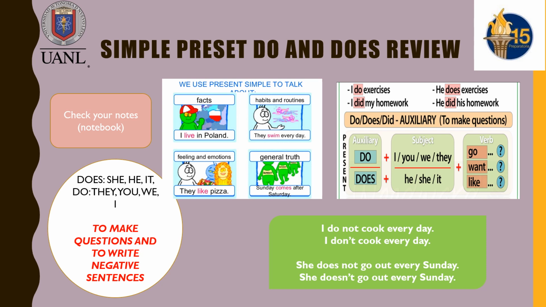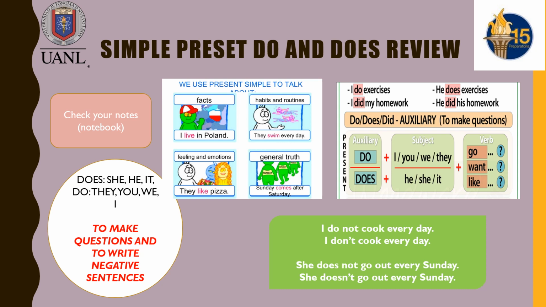And then you have an example. I live in Poland. They like pizza. They swim every day. Sunday comes after Saturday. Okay? So you are going to use these auxiliaries do and does to create questions and to create negative statements, right? But first you have to remember the rule. You're going to use does with she, he, it, and then you're going to use do with they, you, we, and I, to make questions and to write negative sentences.